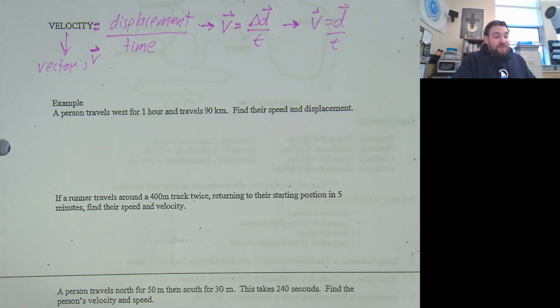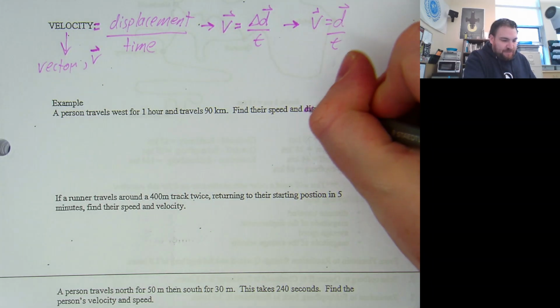A person travels west for an hour, travels 90 kilometers. What's the speed and displacement? I don't want speed and displacement. I want speed and velocity.